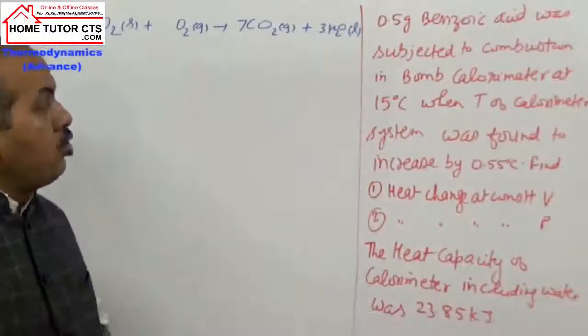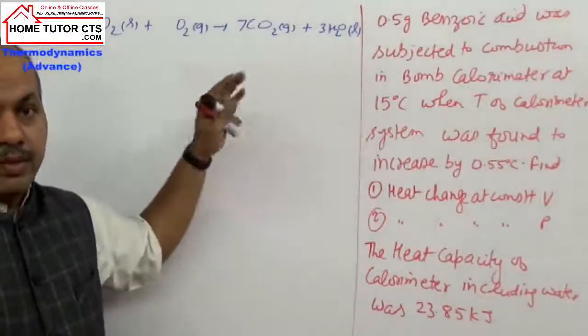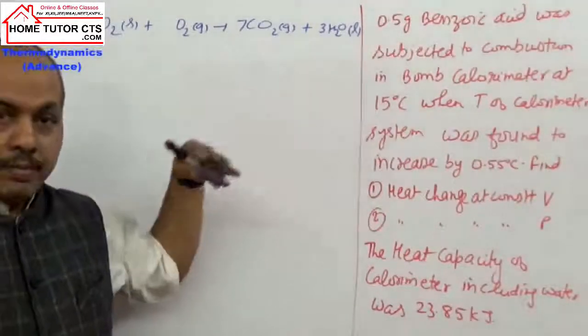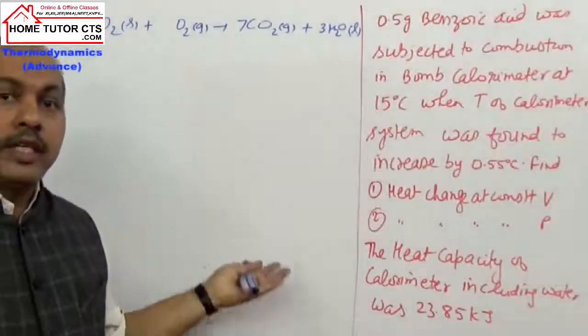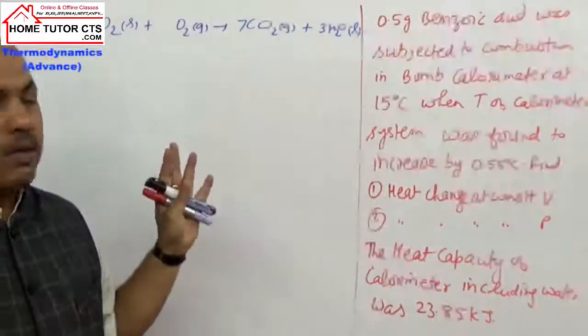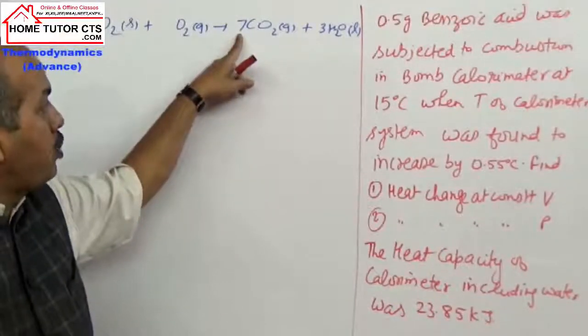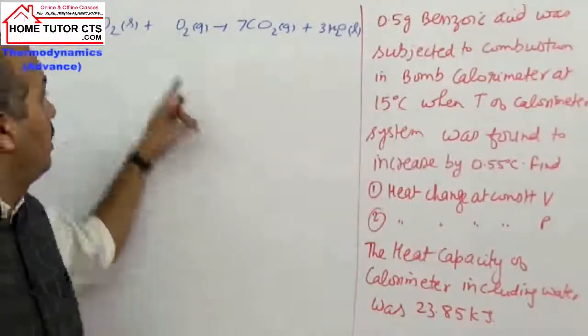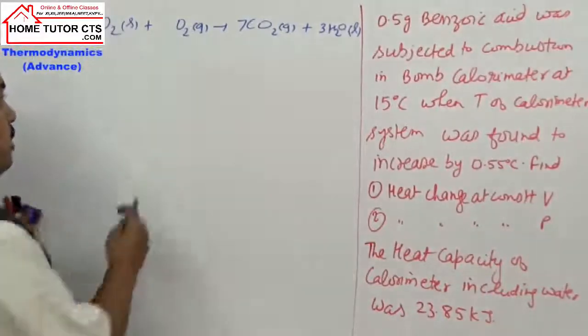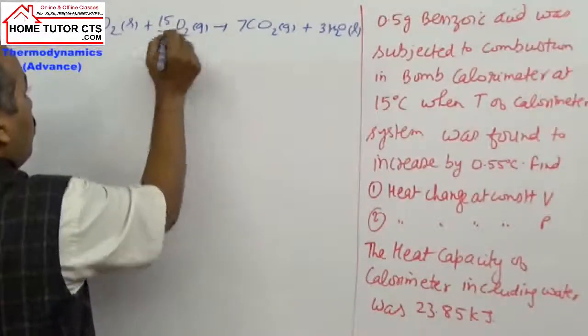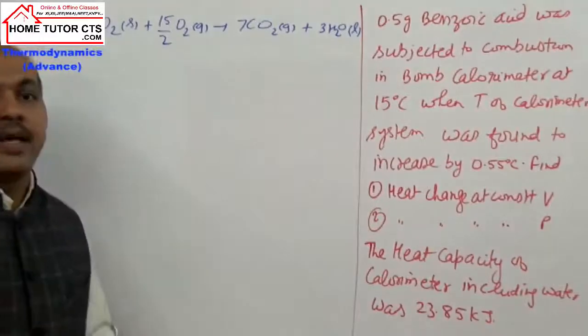But what happens when we have low temperature? When we maintain this temperature, water will be taken in the liquid phase for the calculation of delta H especially. Then to balance, how many oxygens do you have? 14 plus 3 is 17. 2 already there, so the oxygen is 15 by 2 O2. This becomes a balanced chemical reaction.